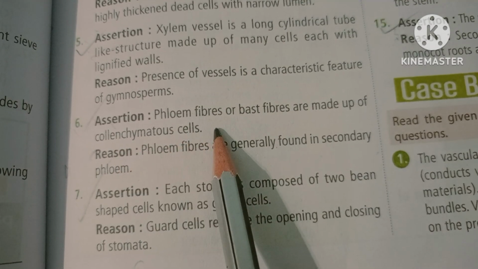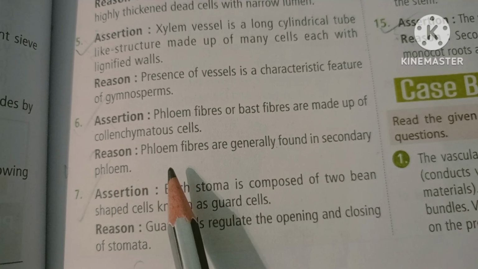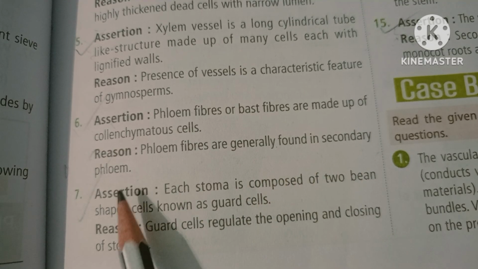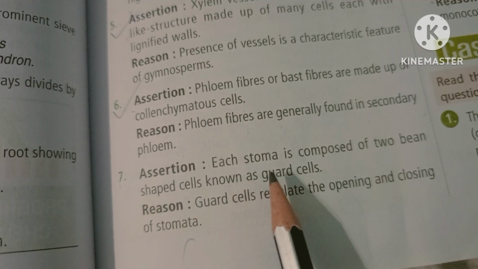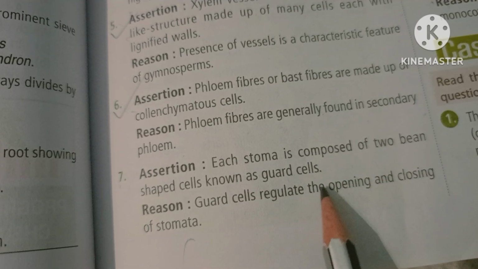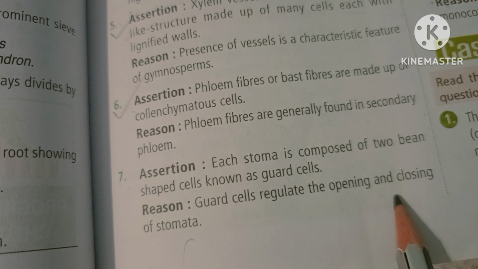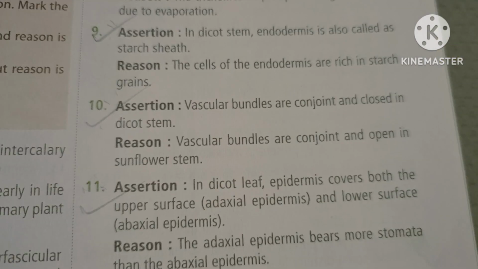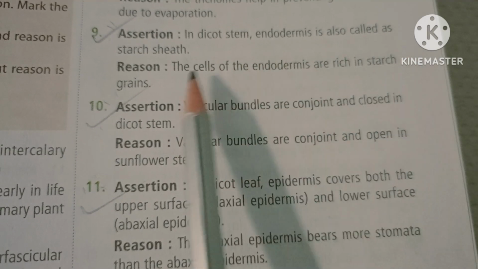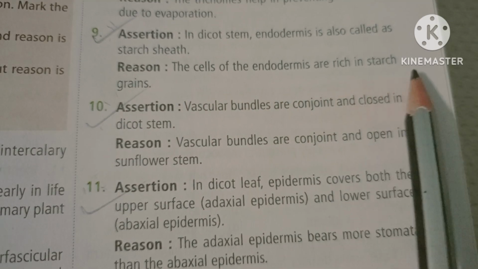Assertion: Phloem fibers or bast fibers are made up of collenchymatous cells. Reason: Phloem fibers are generally found in secondary phloem. Assertion: Each stoma is composed of two bean-shaped cells known as guard cells. Reason: Guard cells regulate the opening and closing of stomata. Assertion: In dicot stem, endodermis is also called starch sheath. Reason: The cells of the endodermis are rich in starch grains.